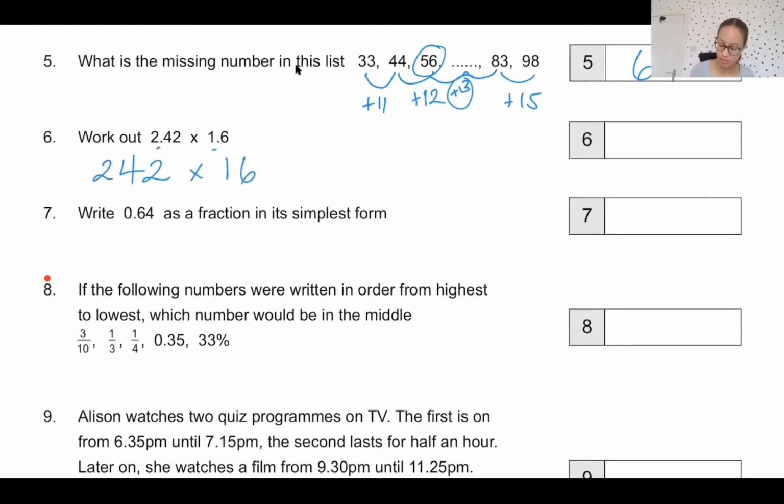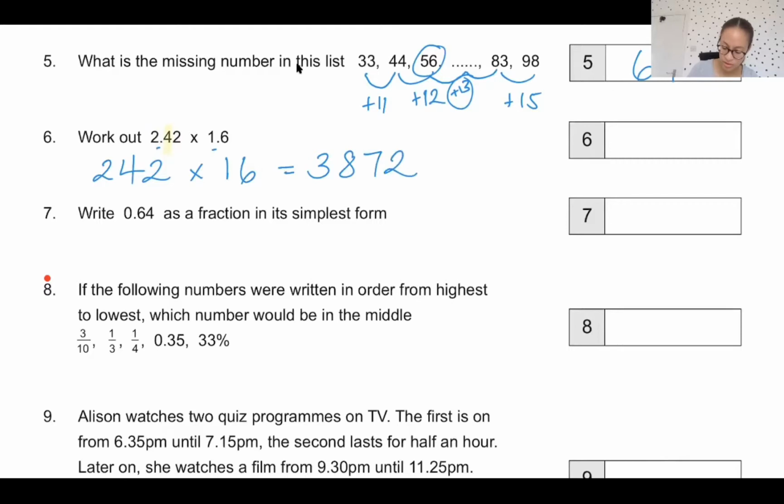Okay, I'll give you 2 more seconds to calculate. Okay, some of you are getting the answer. So 242 times 16 makes 3,872.